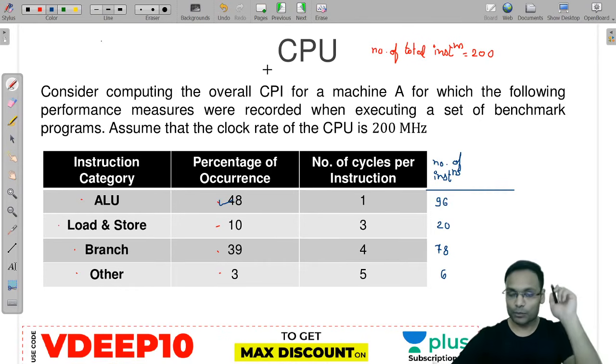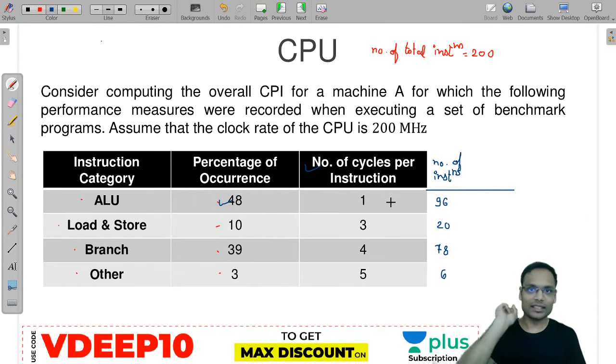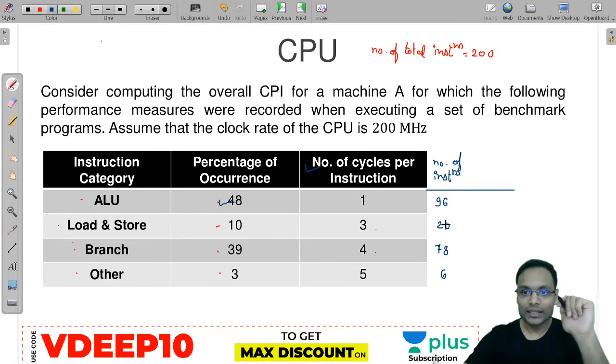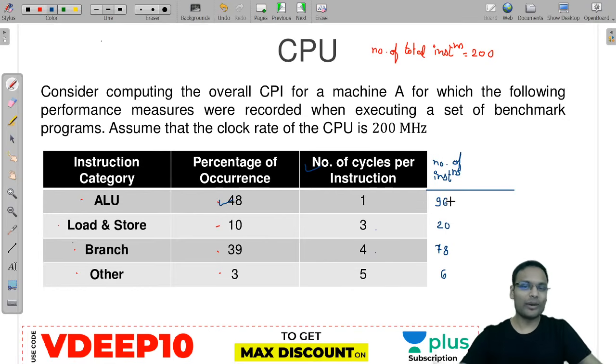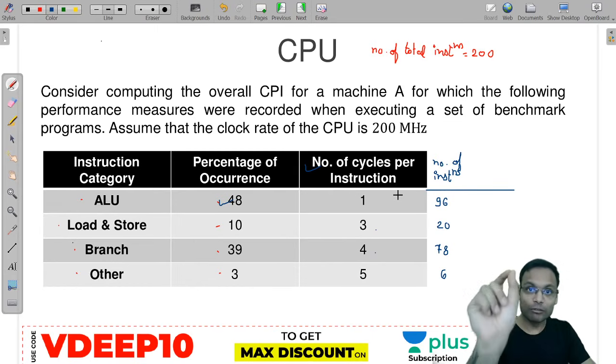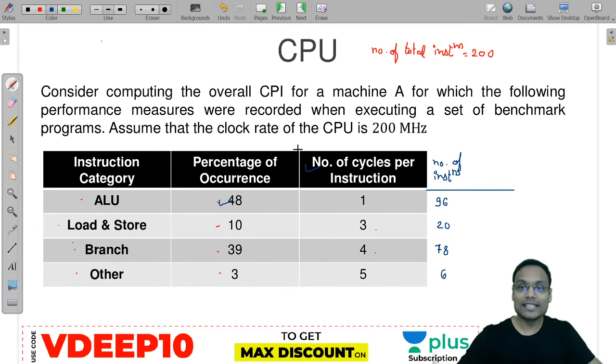Now, suppose these are the number of cycles per instruction given. Like ALU type instruction takes only one cycle in CPU. It's just an assumption. Load and store type takes 3, branch type 4, other type 5. Tell me one thing. 96 instructions you have executed. Each instruction takes one cycle per instruction. One cycle, one instruction. Then for 96 instructions, how many cycles required?